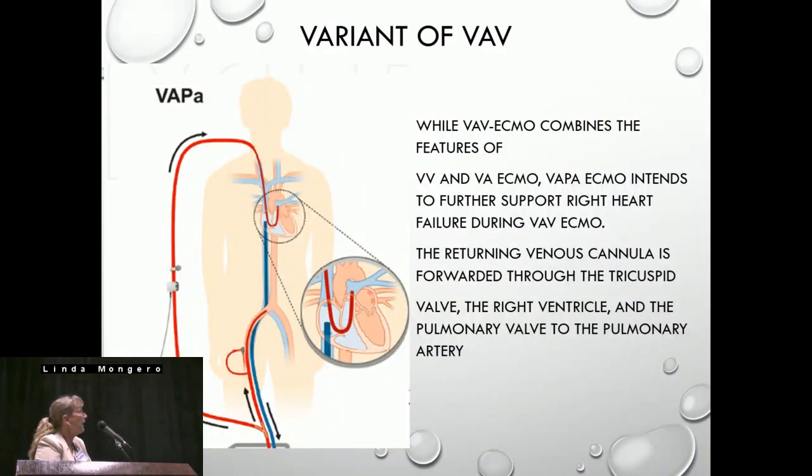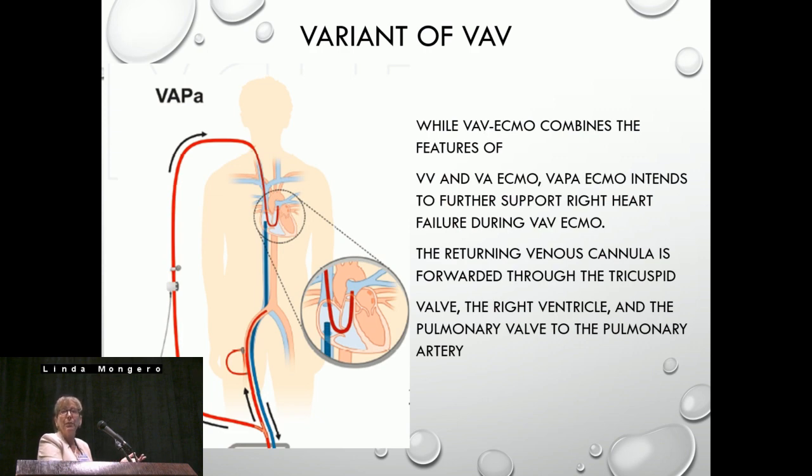A variant of VA ECMO is V-A ECMO, if I don't have you thoroughly confused by now. But this is what's happening. It used to be just VA ECMO or VV ECMO, and now all of these individual cannulas are being placed to help out. And I think it all makes sense, but it does make it more difficult to run the circuit.